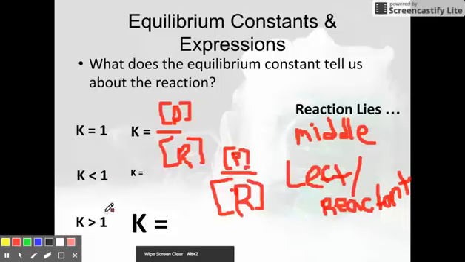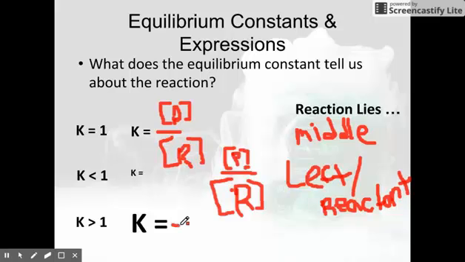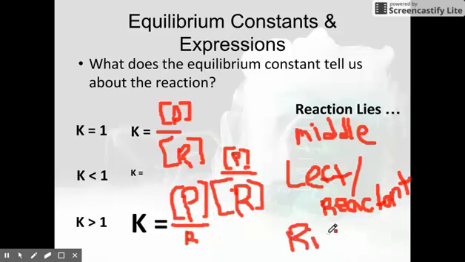Now, if K is larger than 1, so it's a bigger number, that would be the opposite. So we'd have a very small amount of reactants, but a very large amount of products. So in this case, our reaction would lie to the right, or it would favor the products.